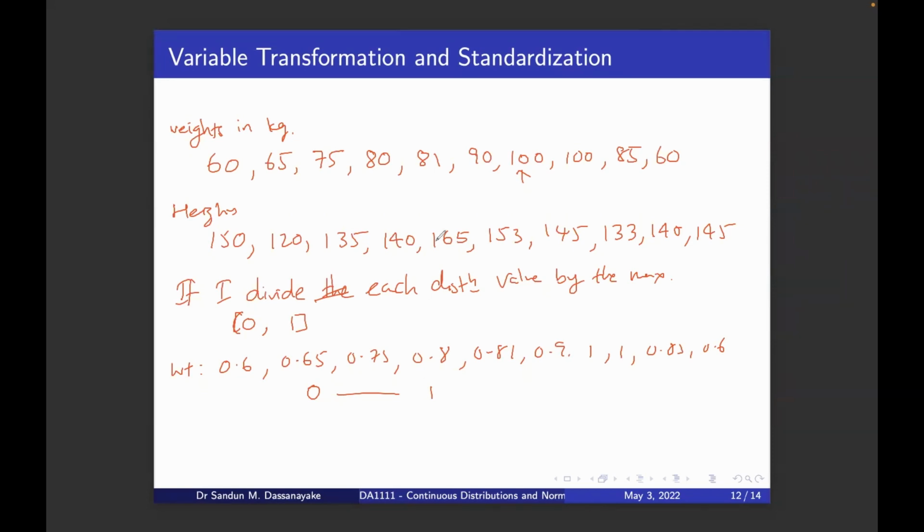And if I do the same thing with heights, if I divide it by the maximum value, what is the maximum value? 165. I can't really say what is the decimal value. You can check that out. 150 divided by 165 and so on and so forth. By the time I reach the maximum, I get 1. Again, I have transformed this range into 0 to 1 range.